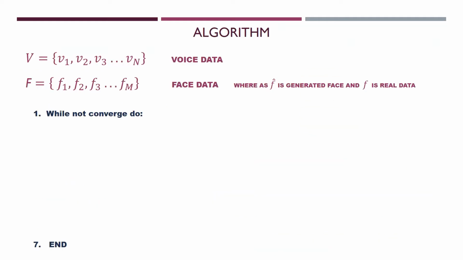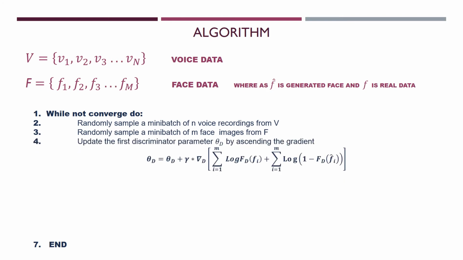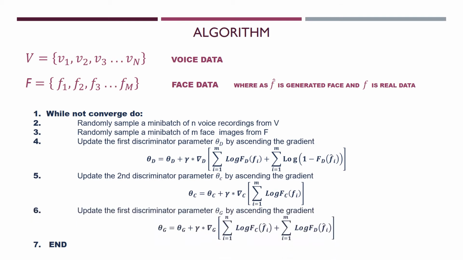In our algorithm pipeline, first we take n voice samples and m face samples from our voice and face data. After that, the discriminator computes the loss and updates its parameter theta d by gradient ascent. Then the classifier updates its parameter theta c in the same manner. Lastly, the generator checks the outputs of the discriminator and classifier models and learns its parameter theta g. This loop continues until the generator starts making realistic faces and learns the pattern of the data.